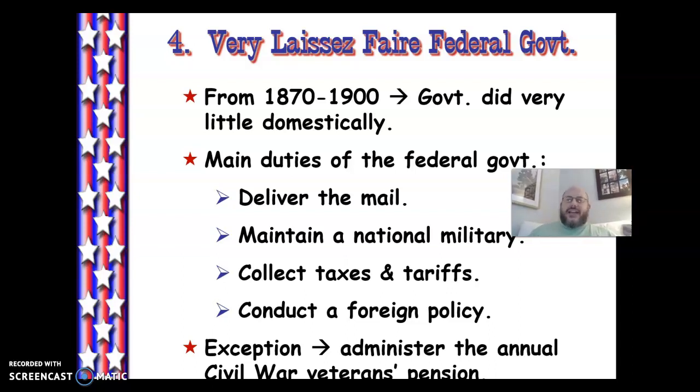But compared to what it is today, it's not even remotely close. This is an unbelievably small federal government compared to today. It was small, had limited responsibility, therefore needed far less money to operate. The federal government had a very limited role in people's daily lives.